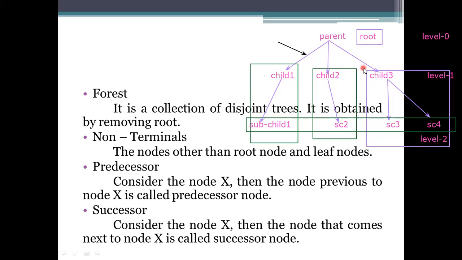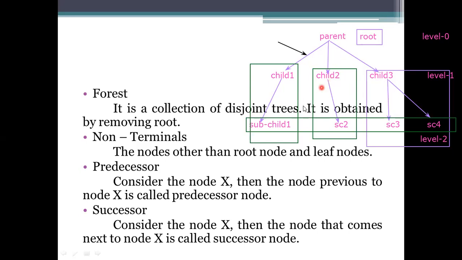So the next one here is, if we remove the root, the disjoint trees we get are specified as a forest. So these three separate trees are specified as a forest, when it is obtained by removing the parent, that is the root node, from here.